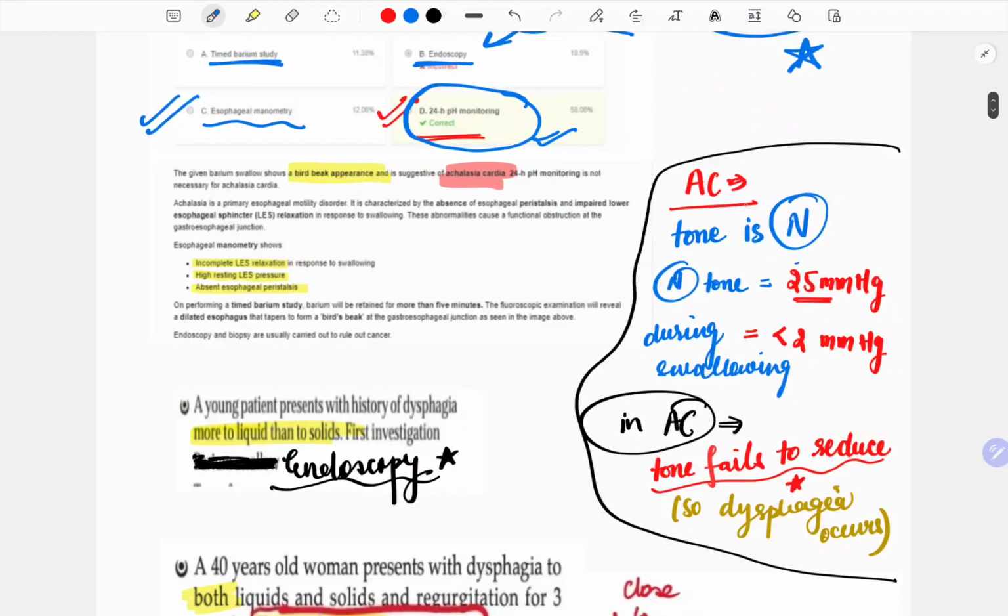Now, what is achalasia cardia? In achalasia cardia, there is no anatomical abnormality, neither is the tone abnormal. The tone is absolutely normal, it's just that the tone fails to reduce. What does that mean? If the normal tone is 25 mmHg, during swallowing the tone reduces to less than 2 mmHg. In achalasia cardia it will not relax during swallowing. So we say the tone fails to reduce, and because of that, dysphagia occurs.